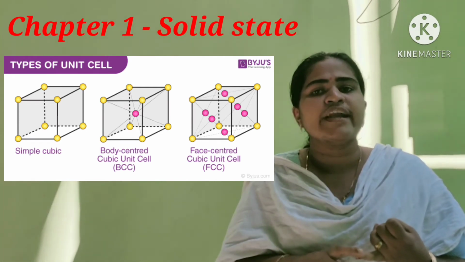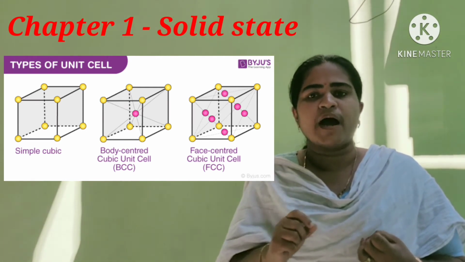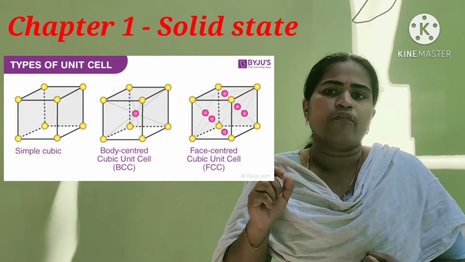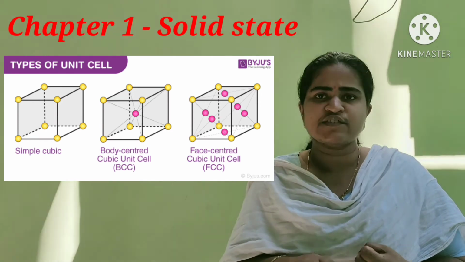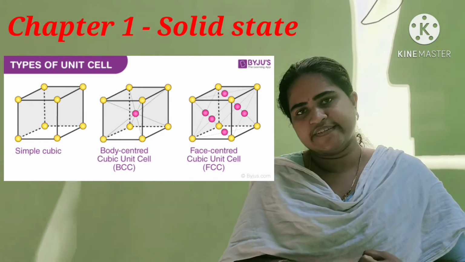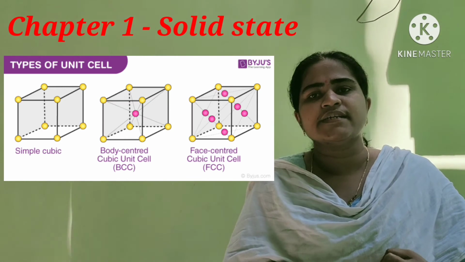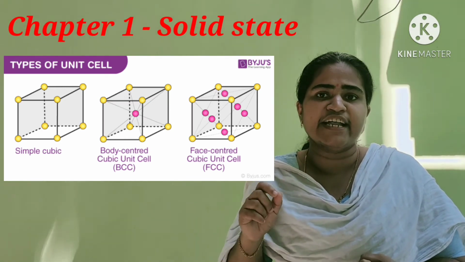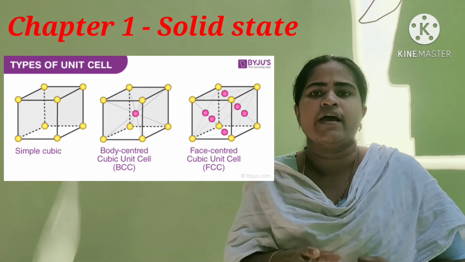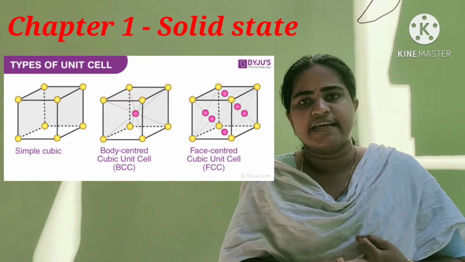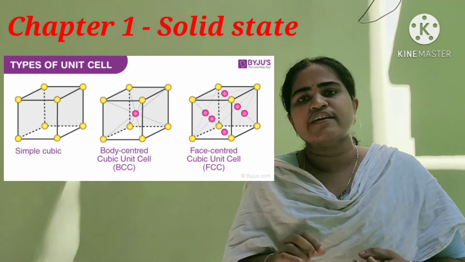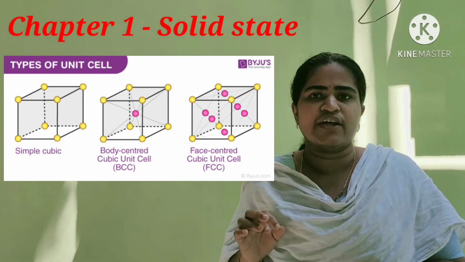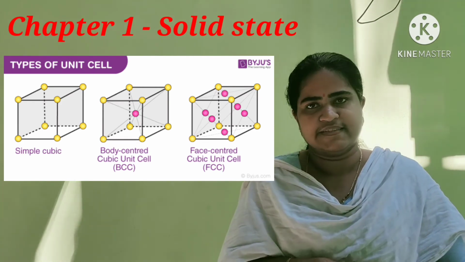In the case of body centered unit cell, the constituent particles are occupied at the 8 corners and also in the middle of the cube. Next one is face-centered unit cell. Here, the constituent particles are occupied in the 8 corners and also in the center of the 6 faces of the cube. And the third type is end-centered unit cell. Here, the constituent particles are occupied at the 8 corners and also at the center of the 2 opposite faces.